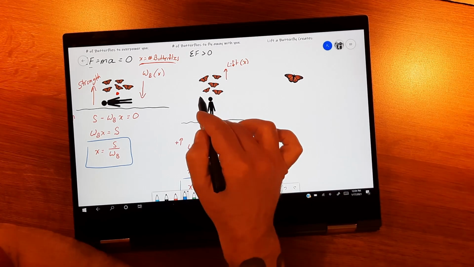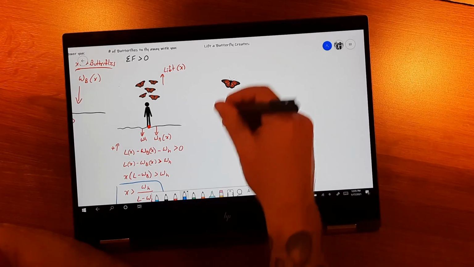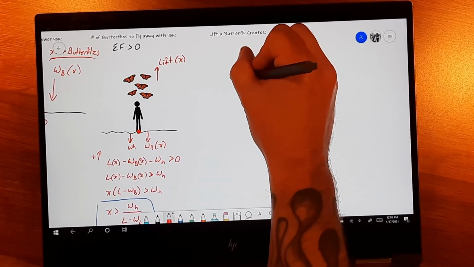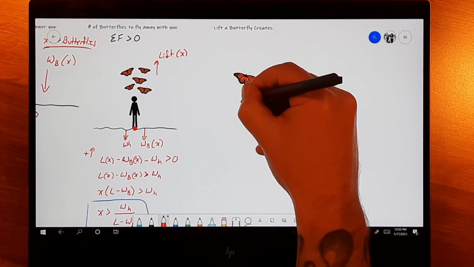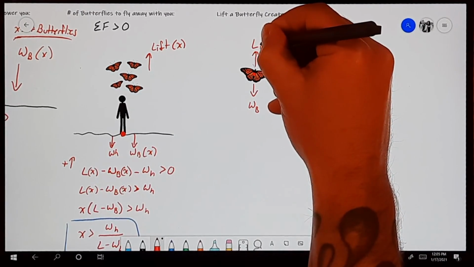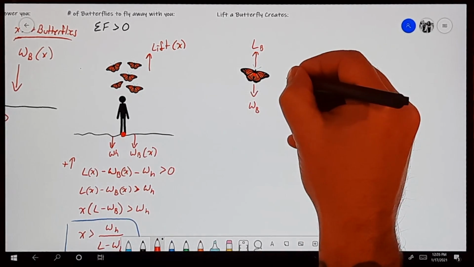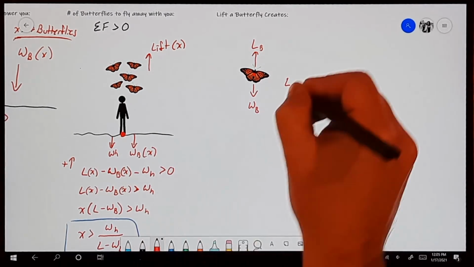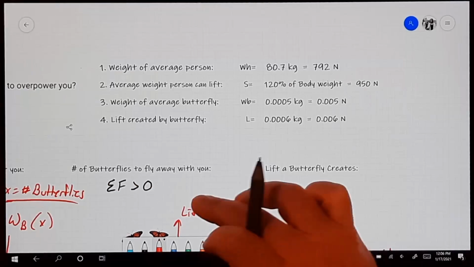But we still have this lift here. Now, we don't exactly know the amount of lift a butterfly creates, but we can estimate by actually doing the free body diagram on the butterfly. So we have the weight of the butterfly, and we have its lift. So its weight's going to pull down, lift's going to lift up, and we know that the lift must be greater than its weight to create flight.